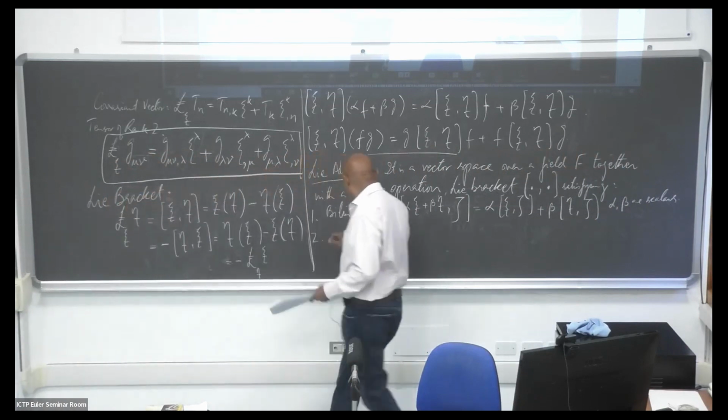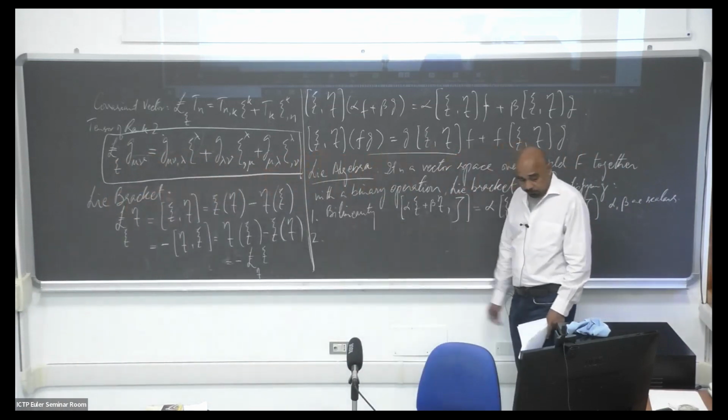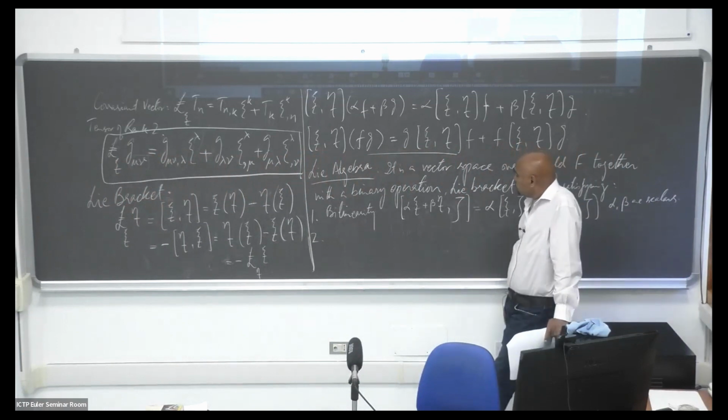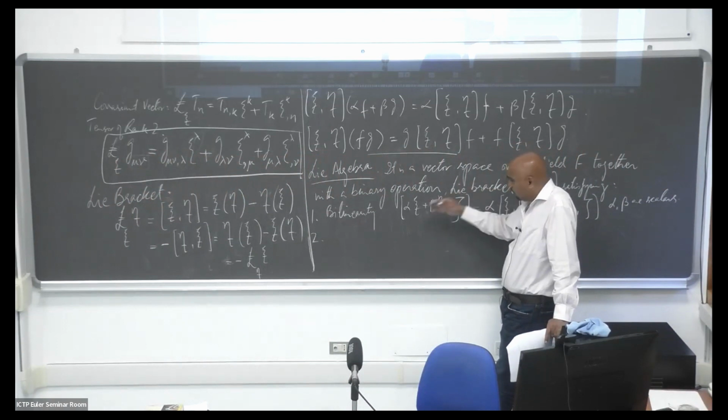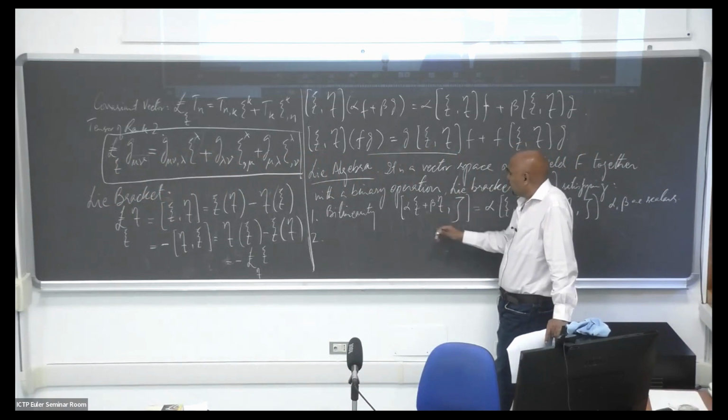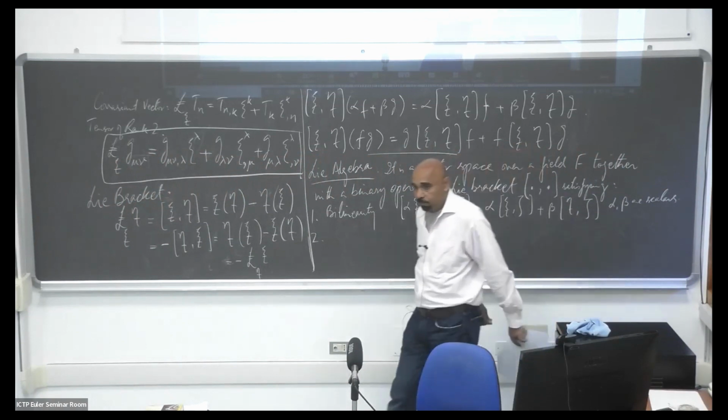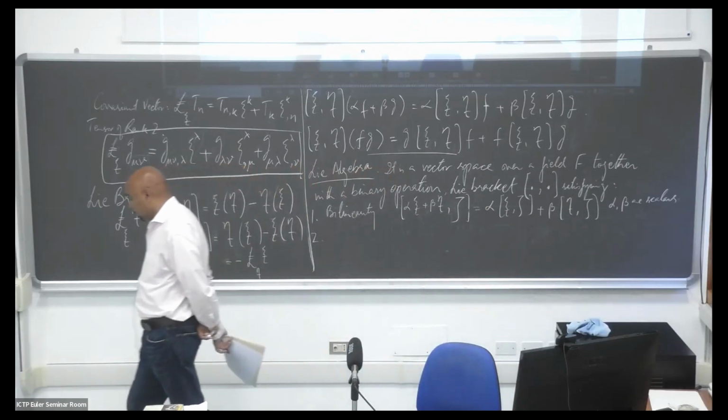And similarly, we can write this in the second argument. Sometimes they write two expressions for this. One where we have taken the sum of these two and then taken the bracket with the third one, and in the second expression, they take them separately and add. So it's the same thing. Bilinearity property.